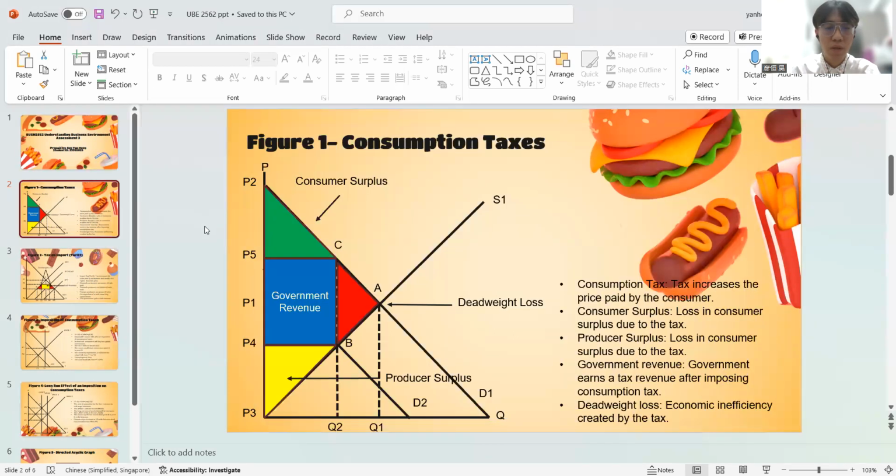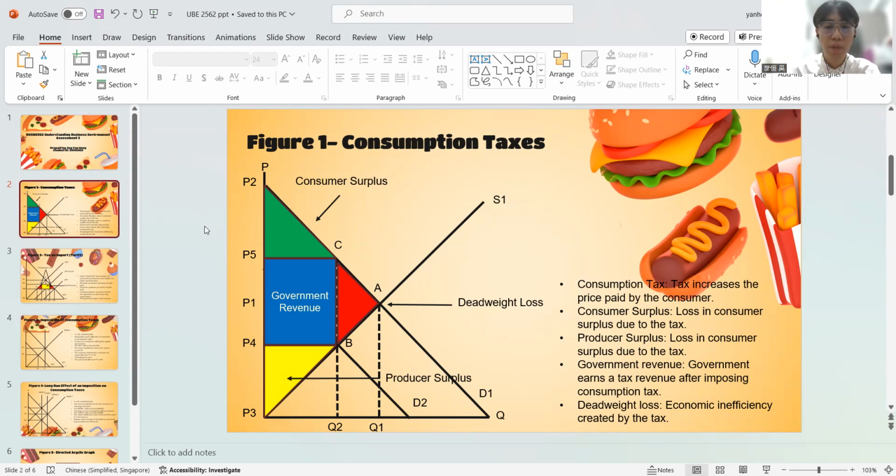In question 1, we explore the impact of consumption taxes on consumer and producer welfare. Let's introduce the concept of a consumption tax. As we can see in the diagram, this tax is depicted as a vertical line above the original equilibrium point. This tax increases the price paid by consumers. We can see that the diagram has a green area and that represents the loss in consumer surplus.